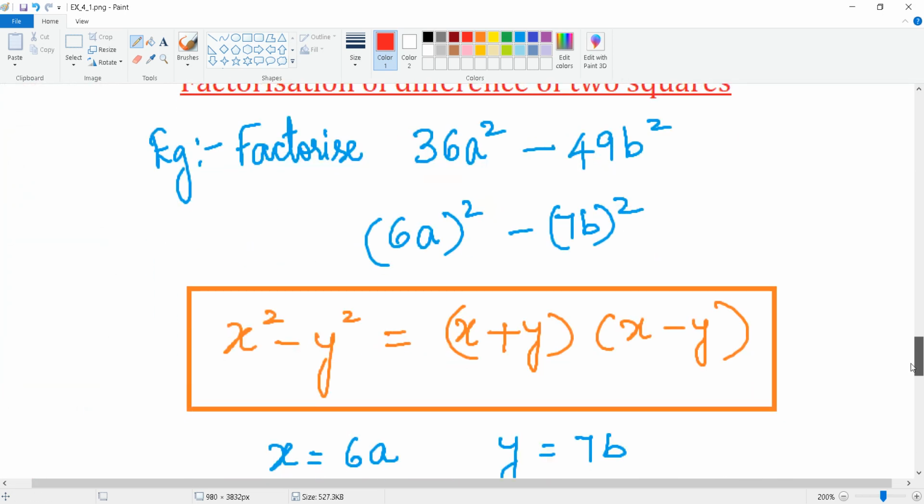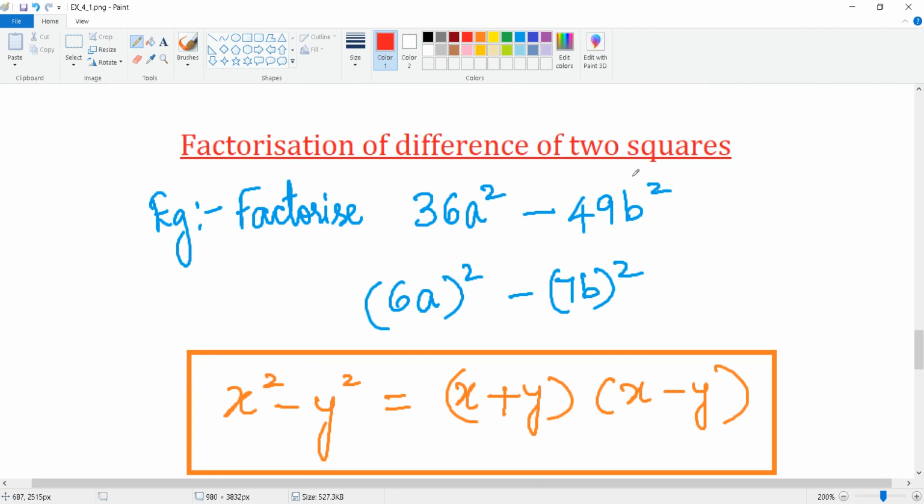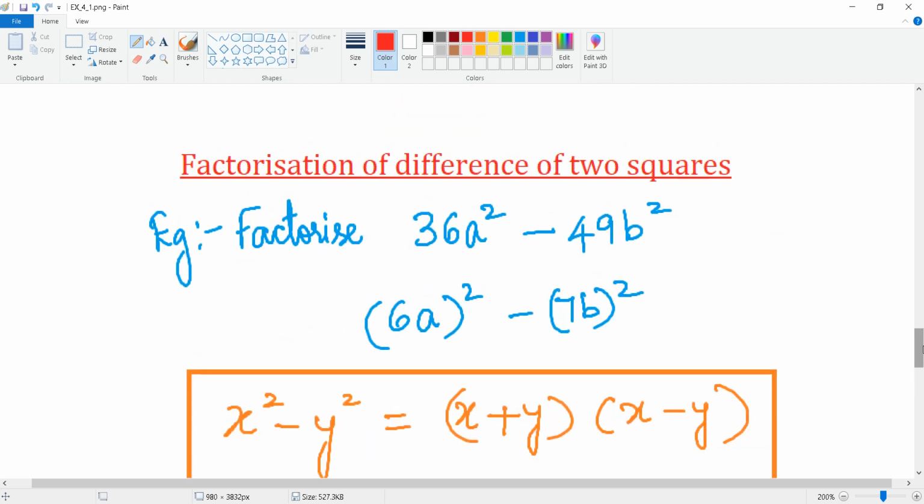Now the third one is the factorization of the difference of two squares. For example, if you have 36a square minus 49b square, you can write this. If you look at the numbers carefully, this is the square of 6, this is the square of 7, right? So I can write 6a the whole square. That means 6 is also being squared, which is 36, and a is also being squared, which is a square. So 36a square could be written as 6a the whole square, and 49b square could be written as 7b the whole square. Sign as it is. Be careful of the sign.